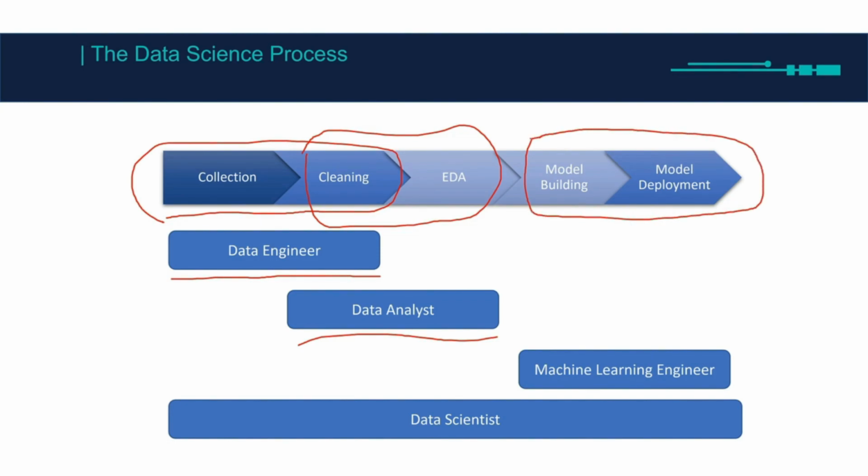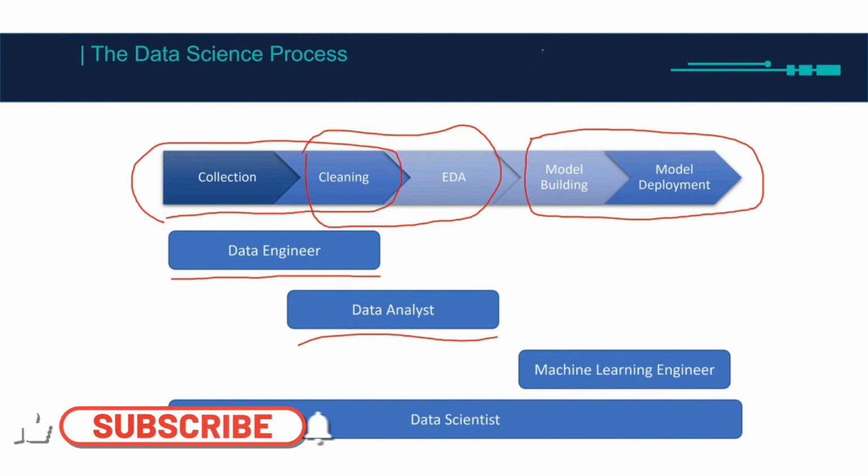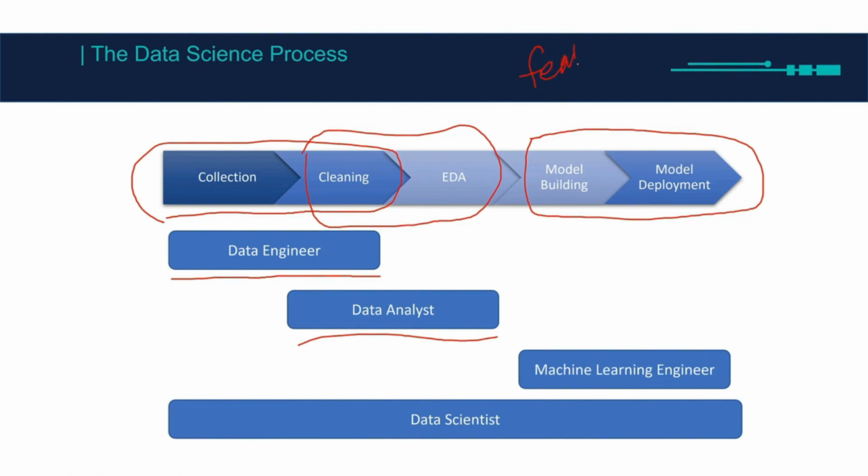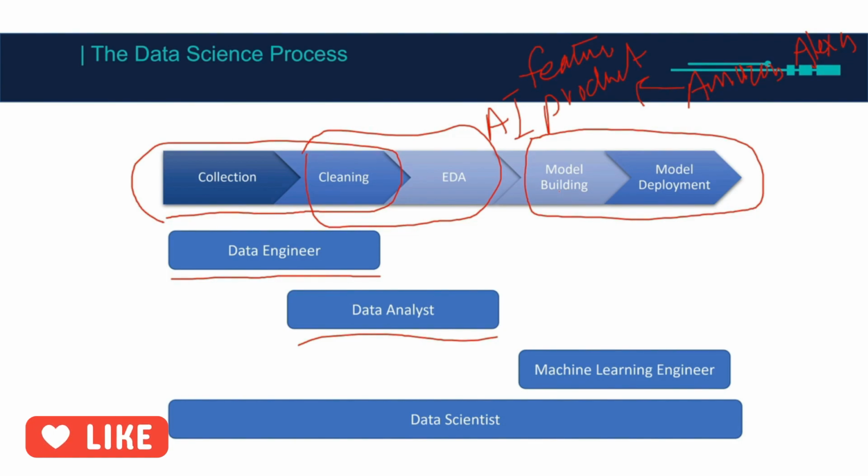What do I mean by deployment? Whenever I create a model, I am either going to add it as a feature to an existing app or system, or I deploy it as a product. I'll give you an example. Amazon Alexa is an example of an AI product which has a model built in, which is basically trained on a lot of voice commands. So the device Amazon Alexa is a product.